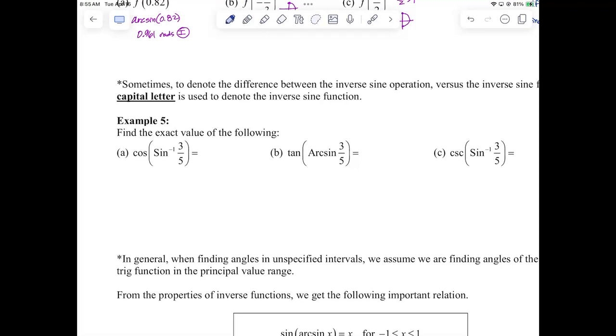Again, if you see the capital letter without function notation, the capital letter is there to denote that we are talking about the inverse sine function, one answer in the PVR, instead of the operation where you find all of them within a certain interval.